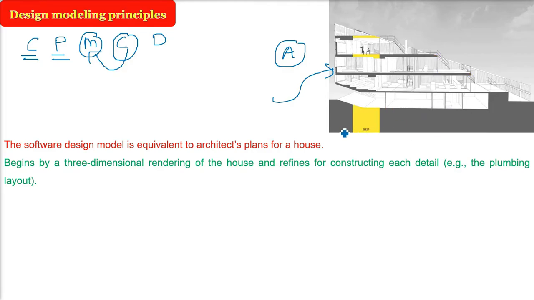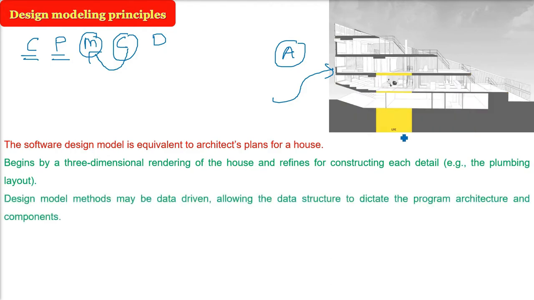Then he is going to refine it. Where will be the parking? Where will be the plumbing layout? Where will be the electricity being put? All these will be the refinement. So this is the software design model, which you can relate to the architect's plan.